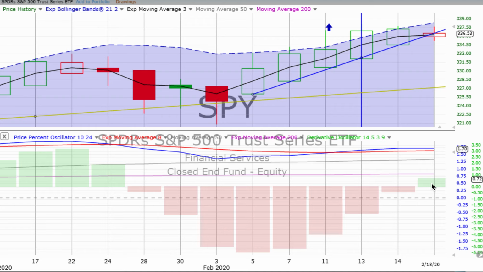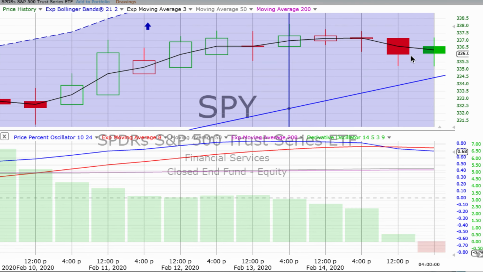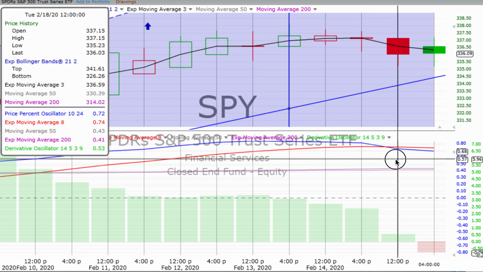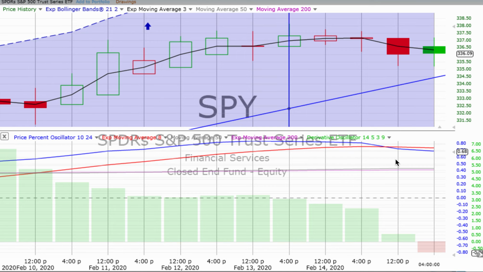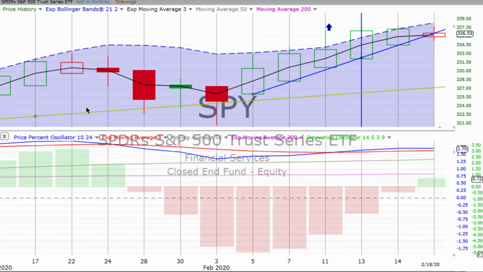The derivative oscillator gaining momentum. Price percent oscillator, again, flat, just like we saw on the weekly. And we go to the 4-hour. We see down movement in the morning, bit of a recovery in the afternoon. Derivative oscillator, negative. Crossed over going down in the morning. So keep your eye on the S&P 500. Let's see how things shake out.